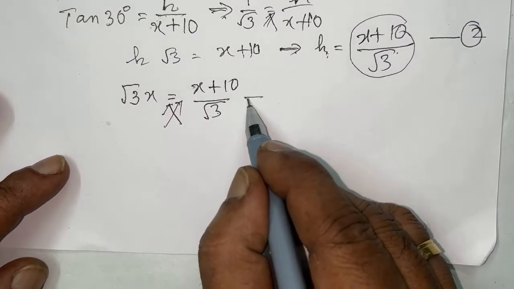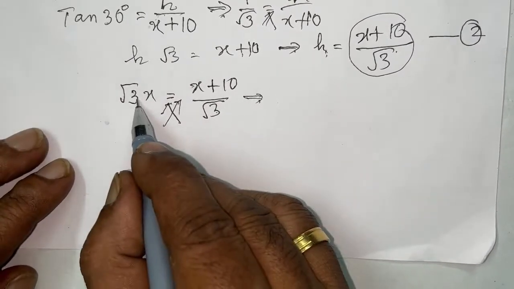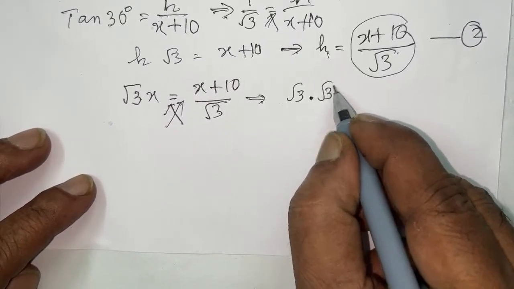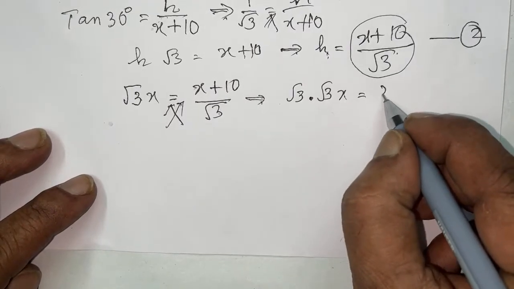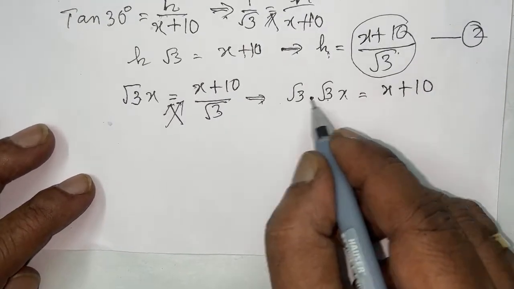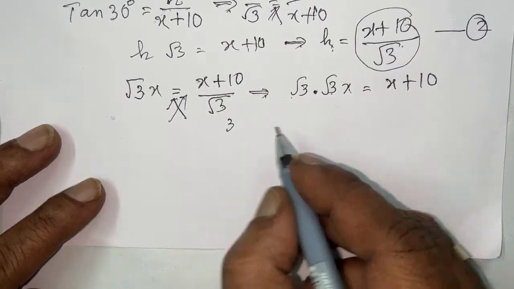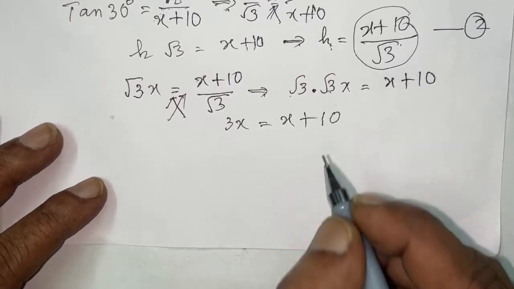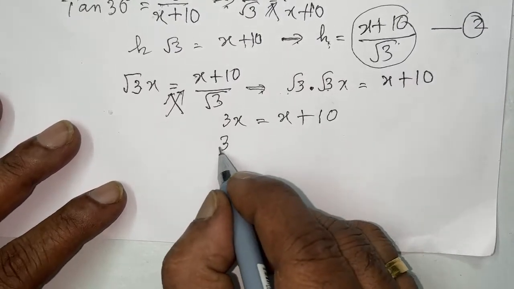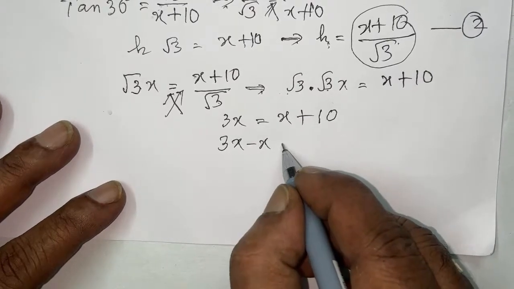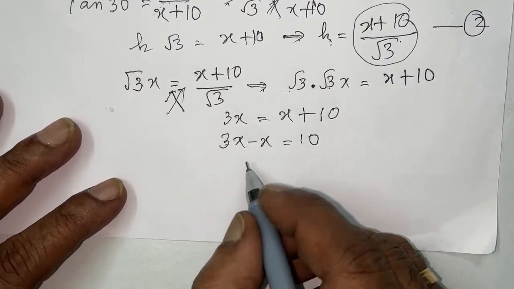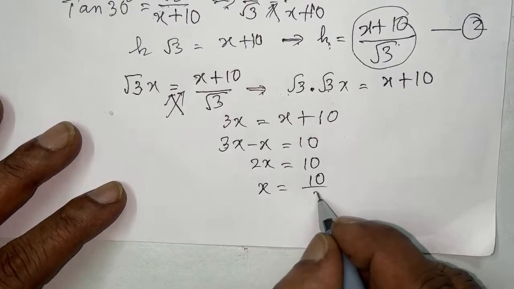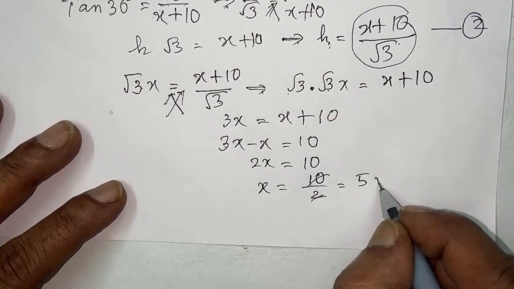So now what is the next step? Root 3 into root 3x is equal to x plus 10. Root 3 into root 3, you are going to get 3x is equal to x plus 10. Now we'll bring the x to this side. 3x minus x is equal to 10, and 3x minus x is equal to 2x. 2x is equal to 10. Then x is equal to 10 by 2. Then x is equal to 5 meters.